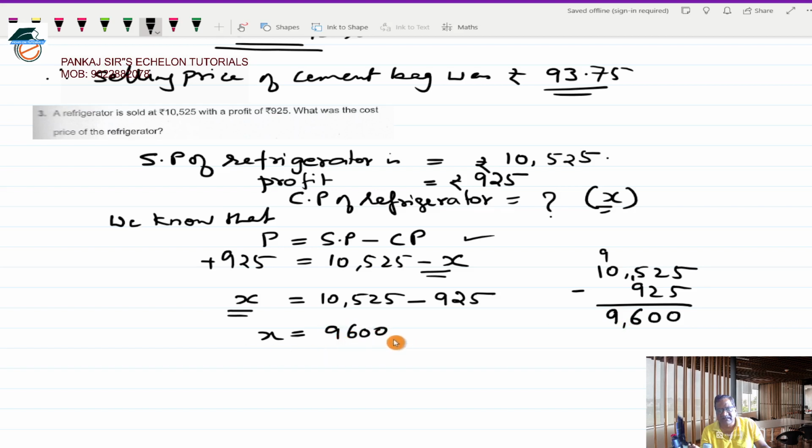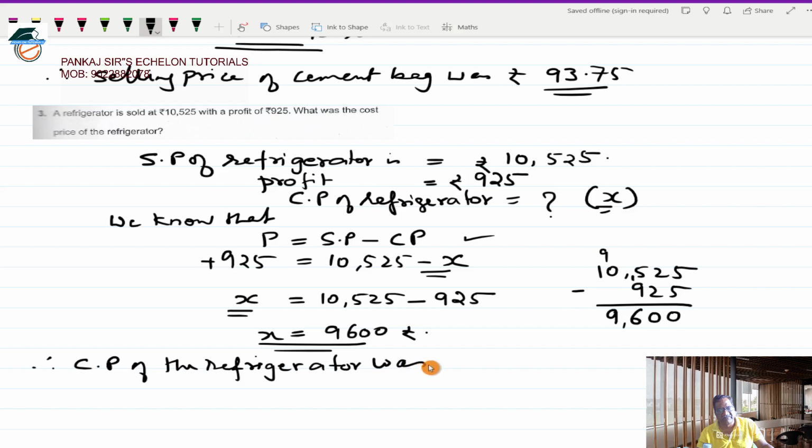Now this 9,600 rupees is nothing but my X value. What was X? The cost price. So can I write here: therefore, the cost price of the refrigerator was rupees 9,600.